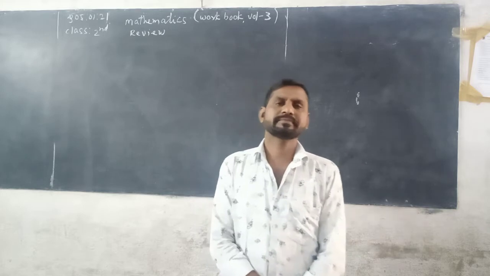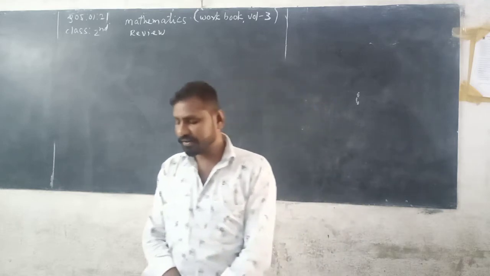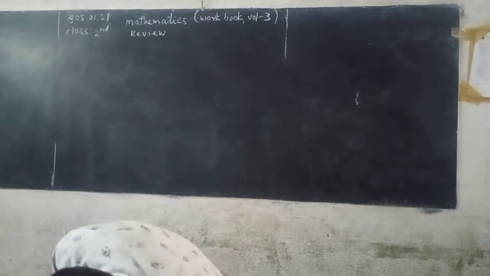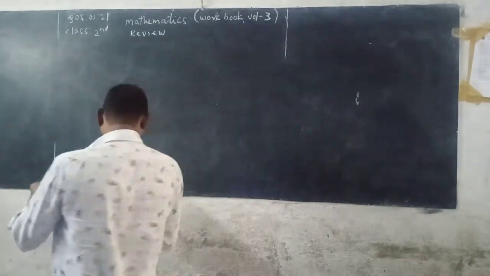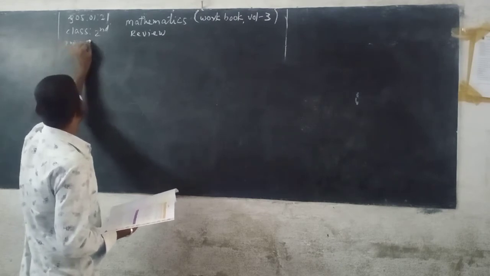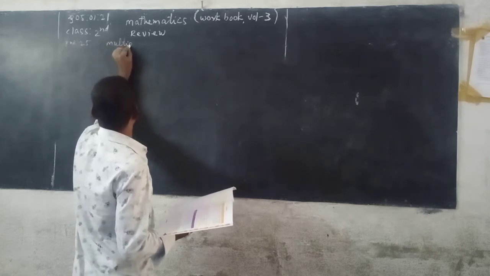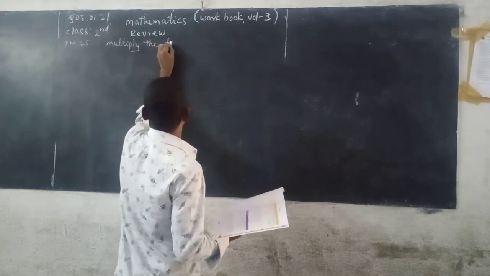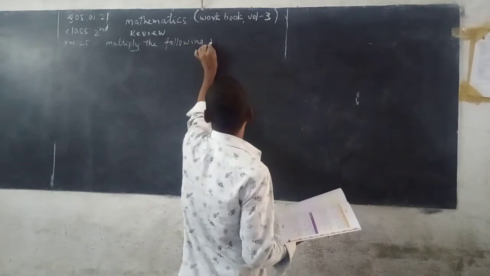My dear second class students, we will discuss multiplication again from your workbook, volume 3, page number 25, second bit, beta. Page number 25. Multiply the following numbers.